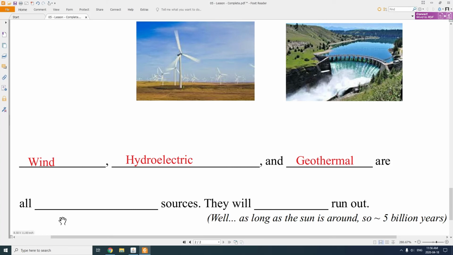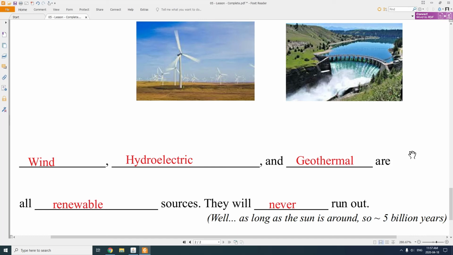Now, these three things, we call them renewable sources. Renewable meaning that they're always there. They just keep replenishing, right? There's always wind and there's always flowing water and there's always heat deep in the earth. So they will never run out, right? The reason that we have flowing water and wind is because of the sun, and the sun is going to be around for a very long time. So we'll just continue to get wind and flowing water. So these ones are renewable. We can just keep using them.